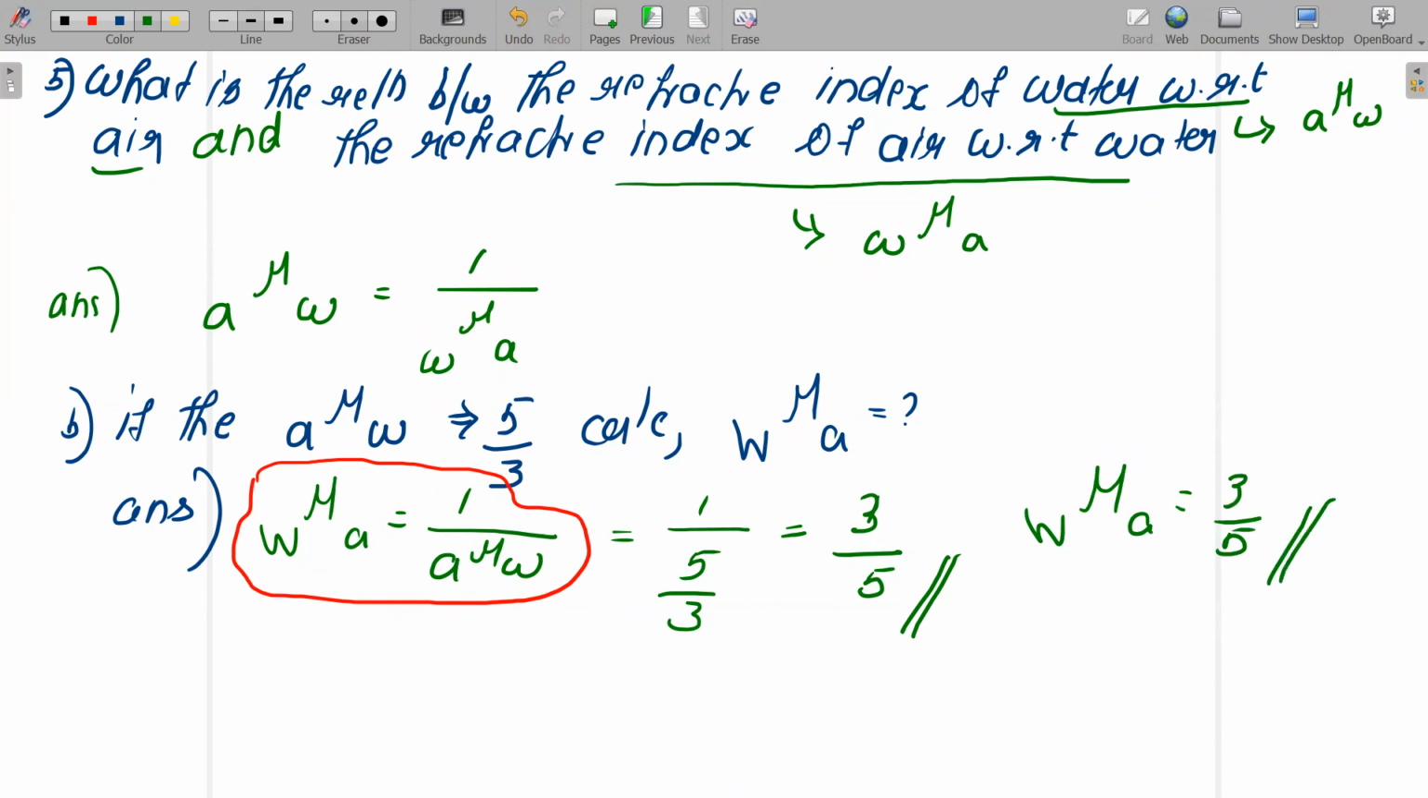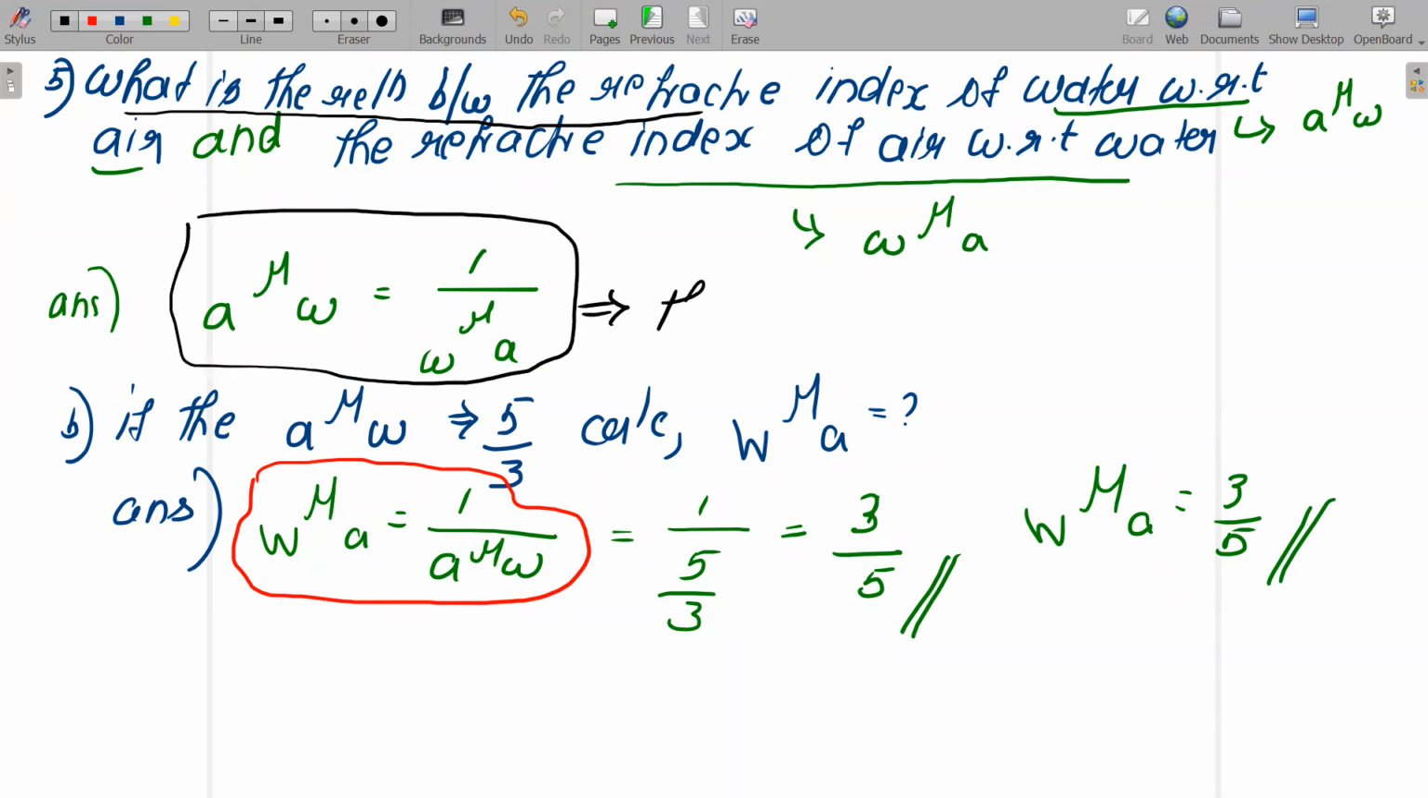Finally, you should give one more thing. The question is what is the relation between the refractive index of water with respect to air and of air with respect to water. After writing this equation, you should explain that they are inversely proportional. Then only the answer is complete. Understood where you guys are making mistakes? Got it?